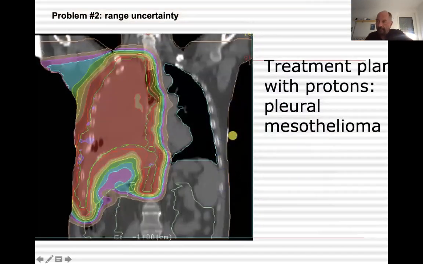So one problem that we have in particle therapy, in proton therapy in particular, is that we saw that protons stop. And this is nice. You see, this is an example of a pleural mesothelioma, a bad lung tumor due to asbestos generally. If you irradiate it with protons, you can actually stop the beam so that the contralateral lung receives essentially 0 dose, and all the dose goes into the ipsilateral lung.